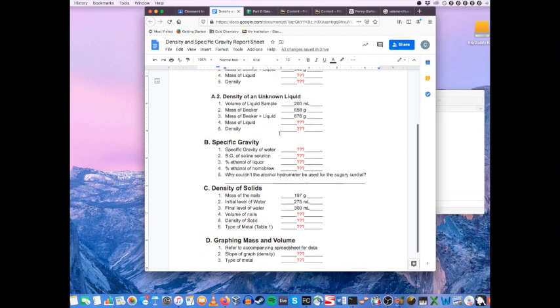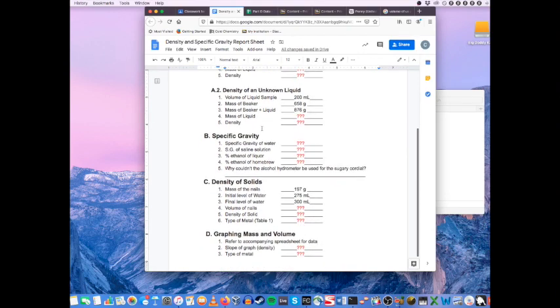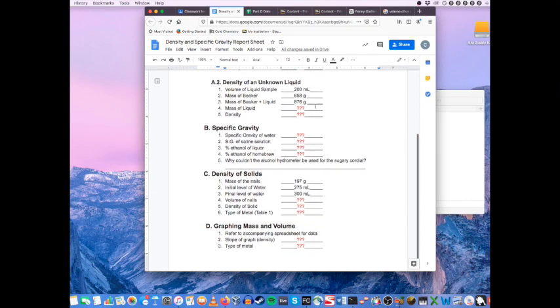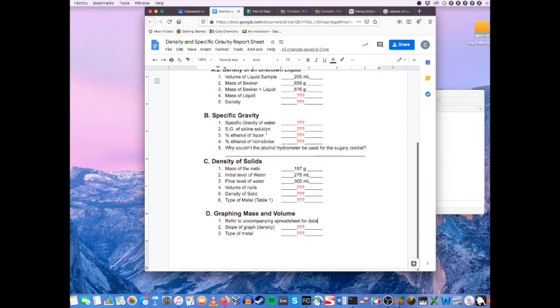Then here I've provided you the density of an unknown liquid, and then the same for the specific gravity. The difference here, for specific gravity, is that I have added questions about the specific modification that I made to the procedure using a hydrometer specifically for alcohol. So answer these questions based on that.